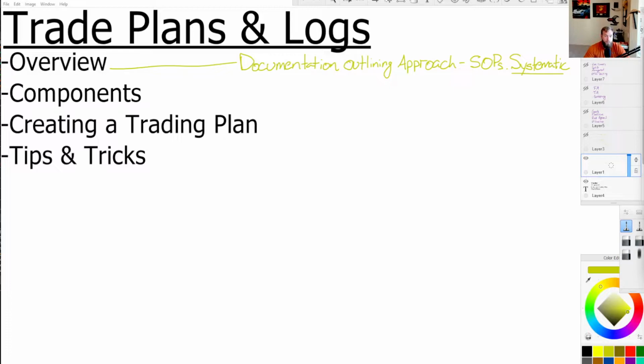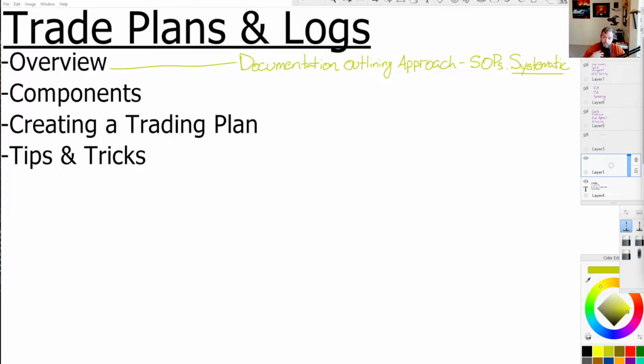So trade plan, strategy outlines, trade logs, what are they? I reference these three documents all the time. To me, these are the primary components of trader documentation. So trade plan is an overarching document that lists everything that you are expecting to deploy into the marketplace. We'll get into that in a minute.